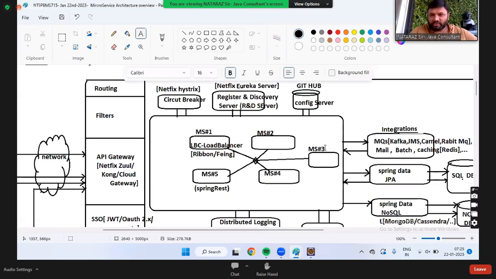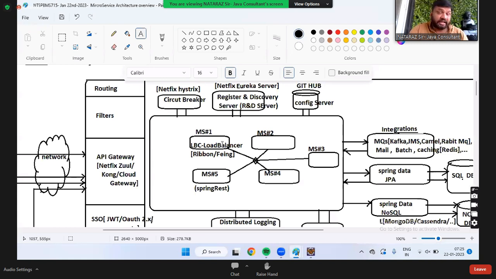MS1, MS2, MS3, MS4, MS5. So multiple services are developed as what? Multiple microservices are developed as what? Multiple RESTful applications are not. Everyone getting my point, guys? Everything is one RESTful application.